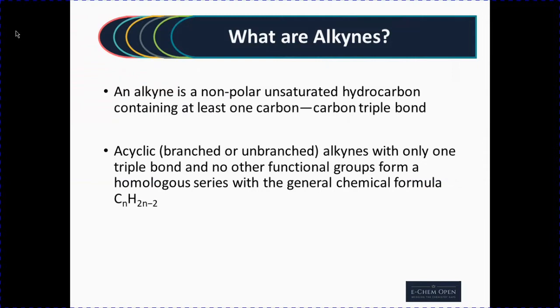Acyclic, branched or unbranched, alkynes with only one triple bond and no other functional groups form a homologous series with the general chemical formula of CnH2n-2.